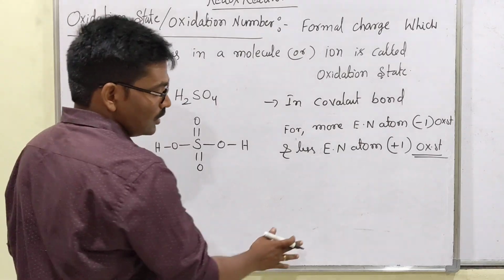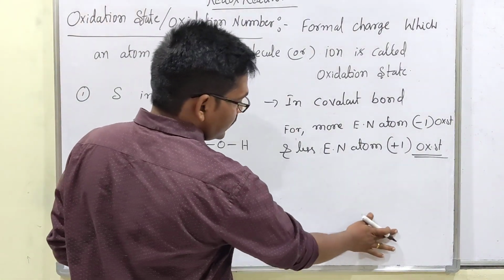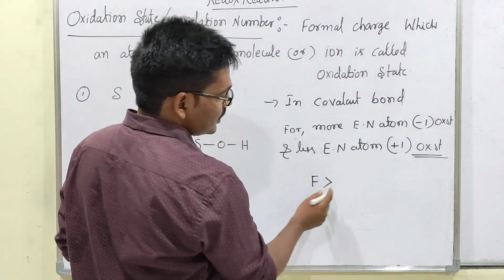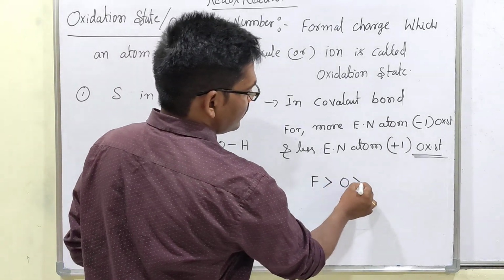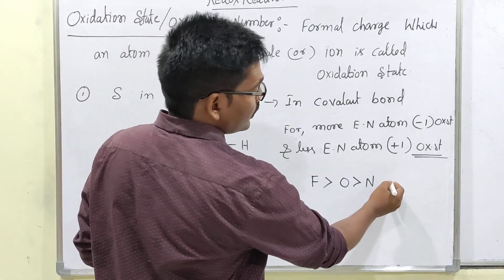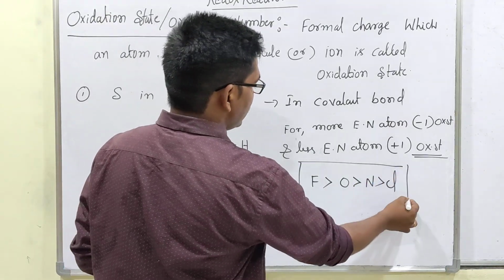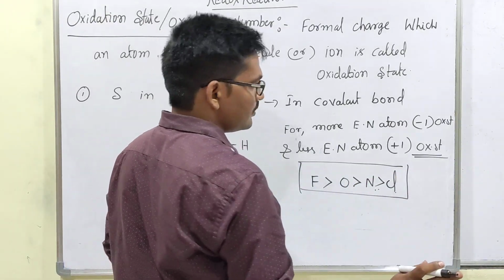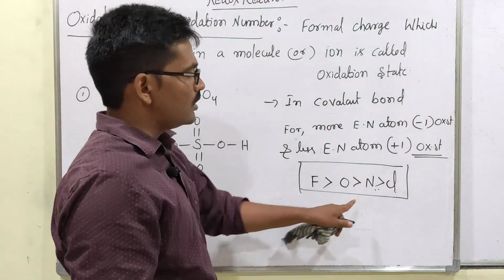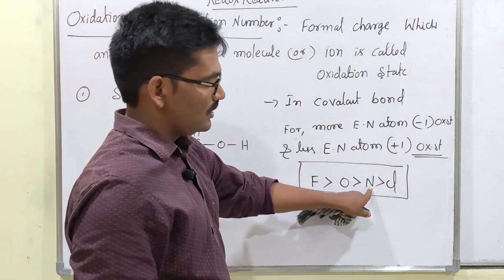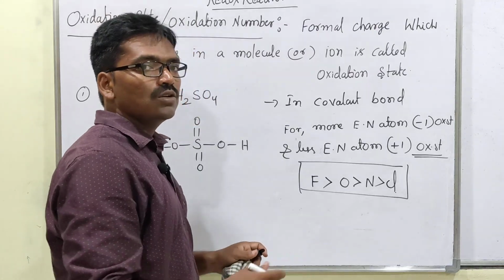So generally, how to remember the order of electronegativity? Fluorine is the highest electronegative, then oxygen, then nitrogen, then chlorine, so that you have to remember. Actually nitrogen and chlorine both have the same electronegativity, but you have to go according to the scale, that is, nitrogen gets the negative oxidation state.